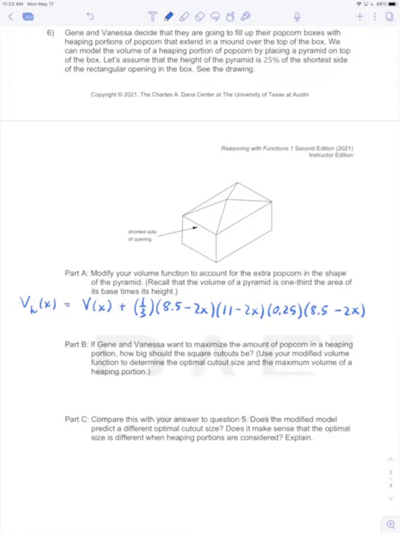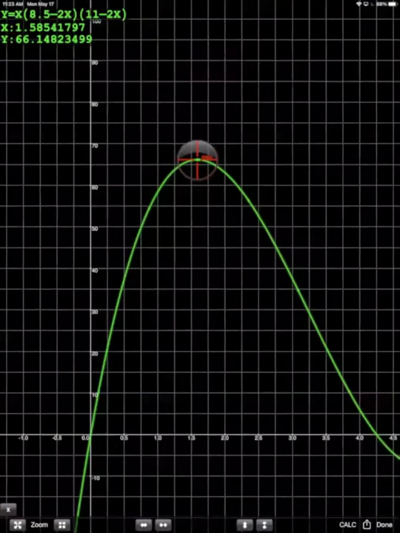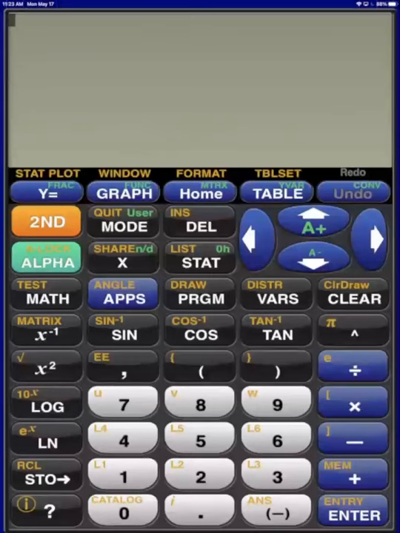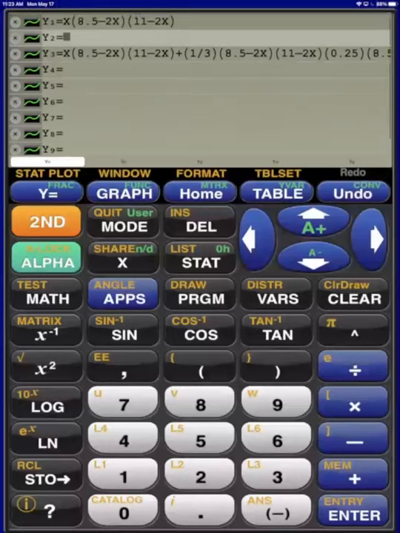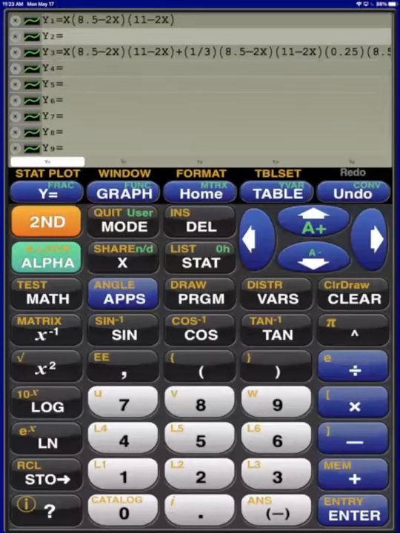Part B. If Gene and Vanessa want to maximize the amount of popcorn in a heaping portion, how big should the square cutouts be? Use your modified volume function to determine the optimal cutout size and the maximum volume of a heaping portion. Let's do the same thing that we did earlier. We are going to go to our calculator. We're done with this. I'm going to go back to y equals, turn off y1, and turn on y3. I have the V sub h function entered under y3.